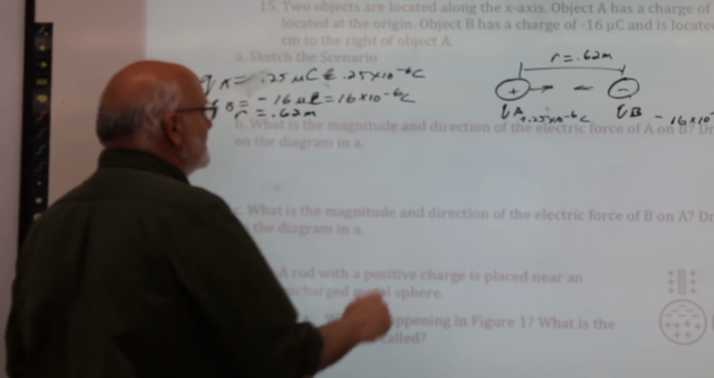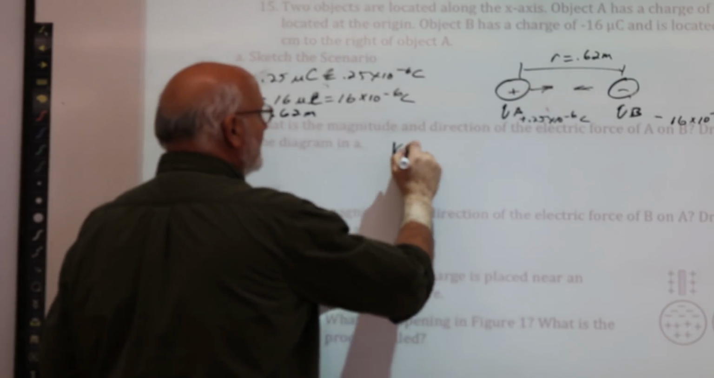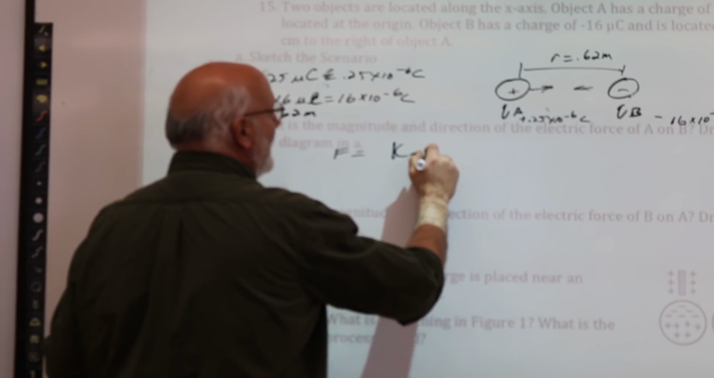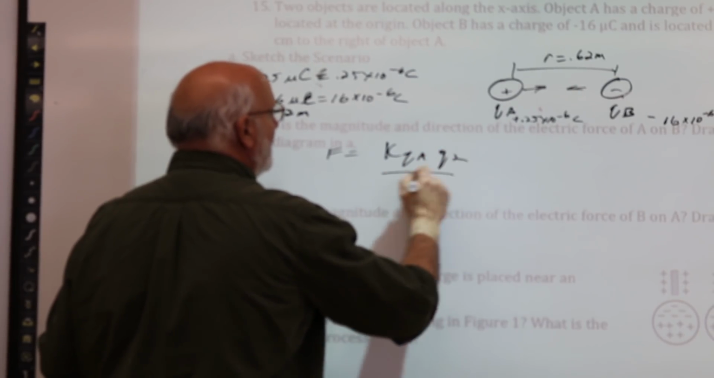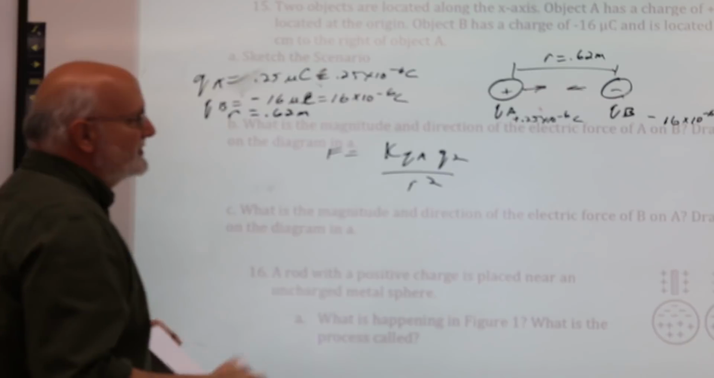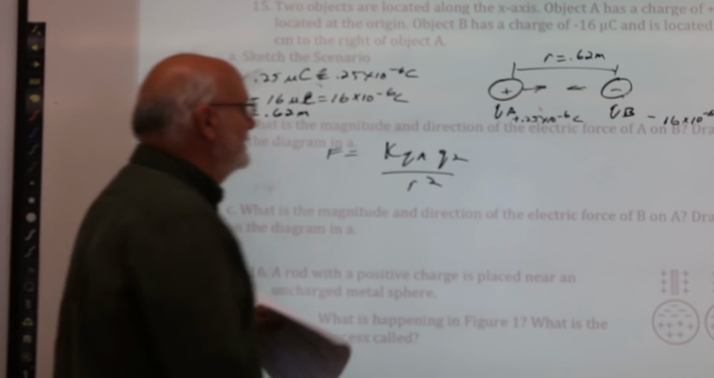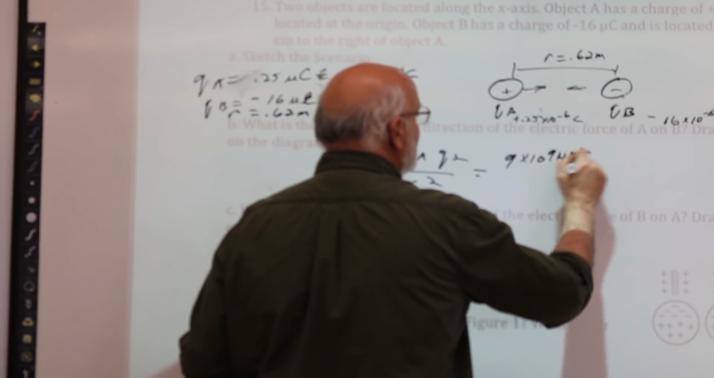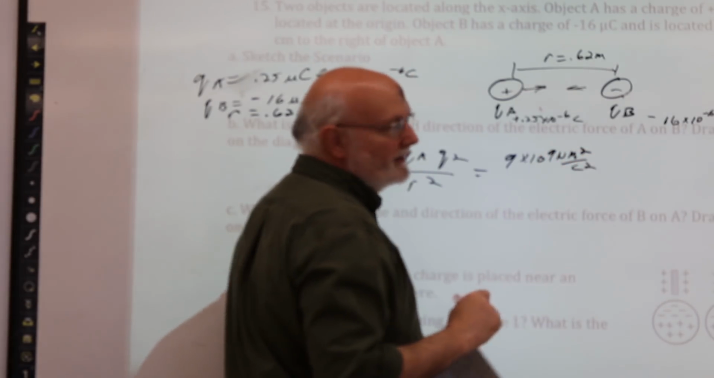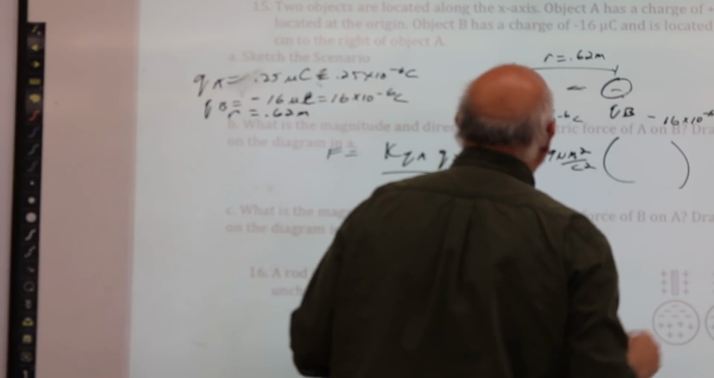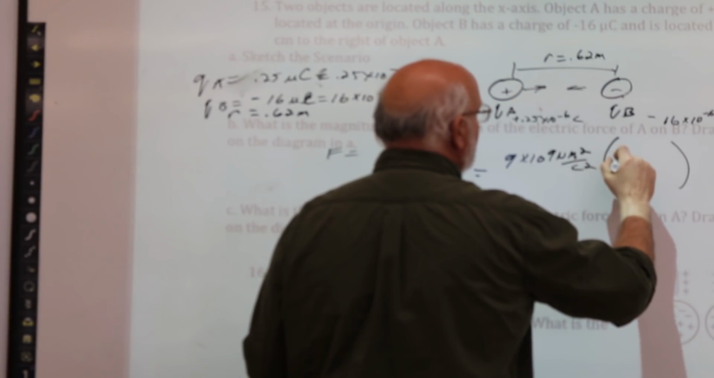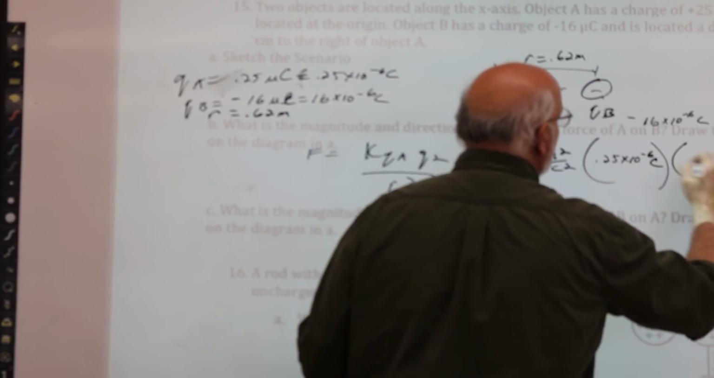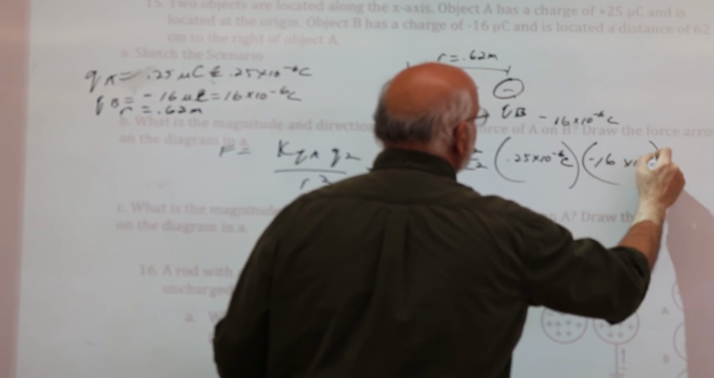No problem. So now we sit there and say, okay, we go that the force equals K, QA, QB over R squared. Well, this is sort of easy. We don't have to rearrange the equation. So we just go 9 times 10 to the 9th newtons, meter squared, coulomb squared. Yes, you will be given that on the quiz. And then you're going to put in the first one, 0.25, 10 to the negative 6 coulombs, 16, 10 to the negative 6 coulombs.